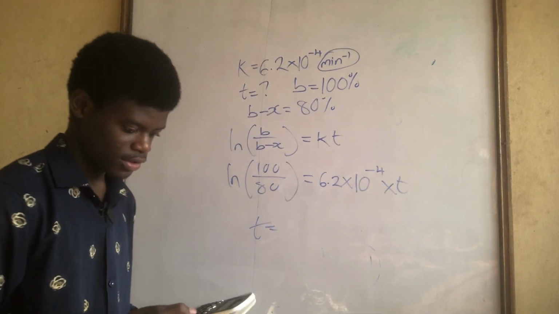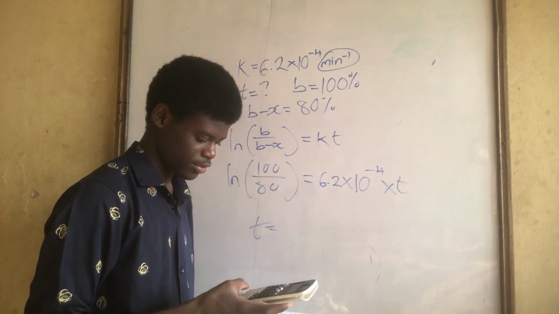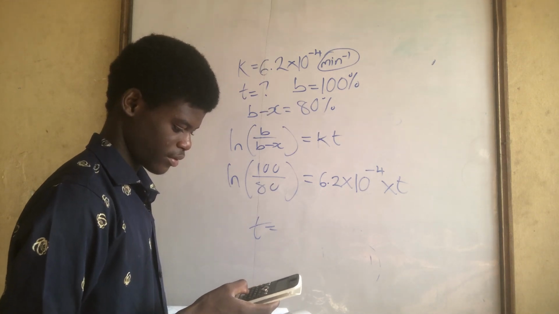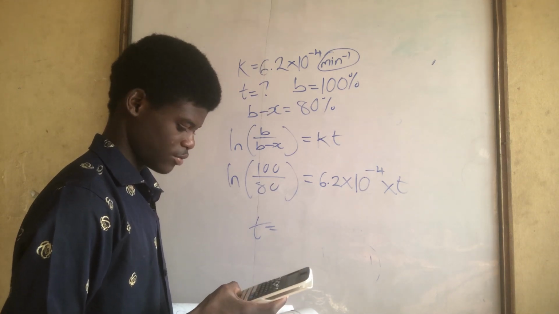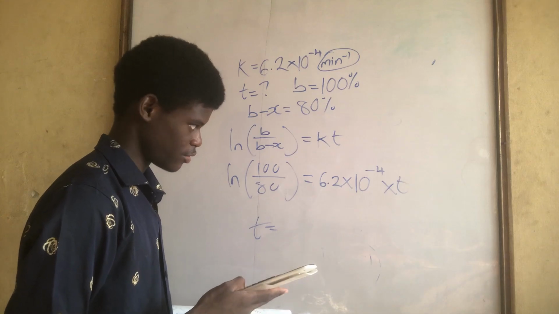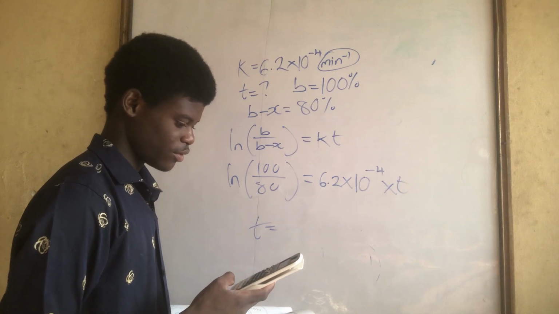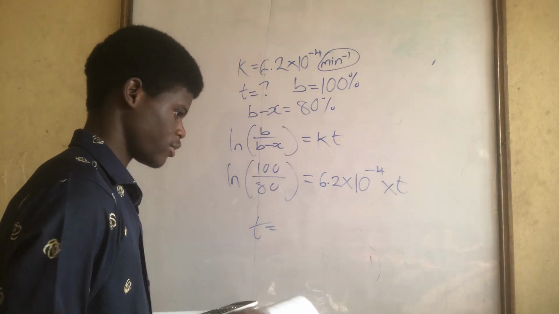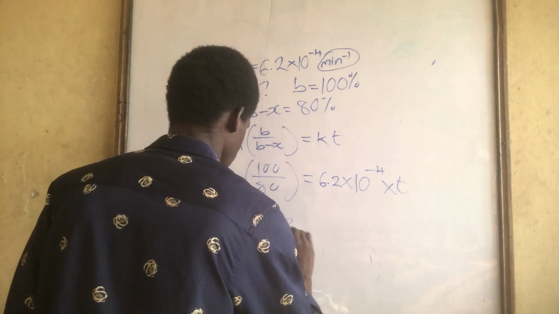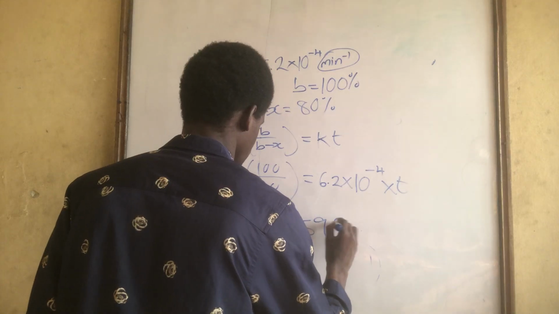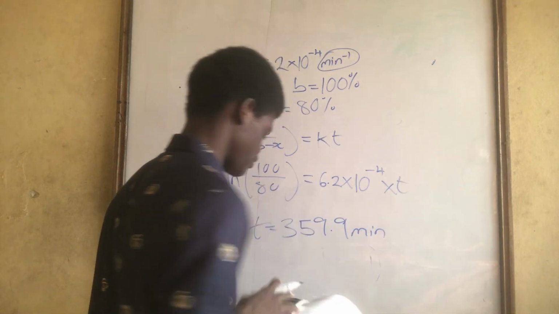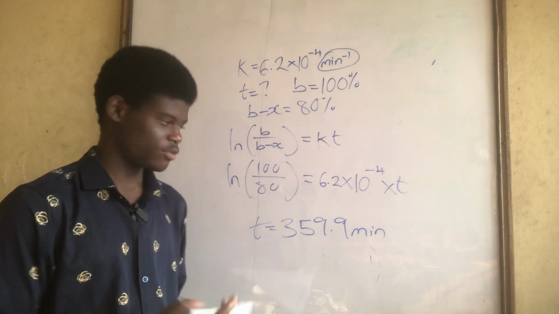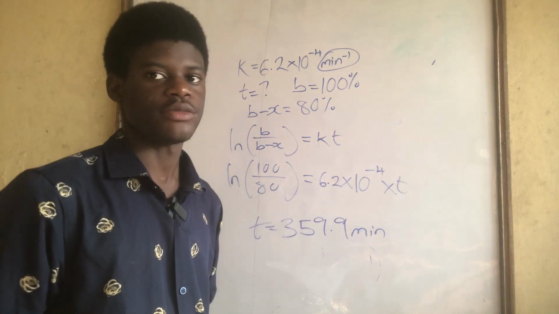Let's see what we get. That's ln 100 over 80, divided by 6.2 times 10 raised to the power minus 4. That will give us 359.9 minutes. And from the options, our answer is option B, 360 minutes. If you approximate this, it's also 360 minutes.